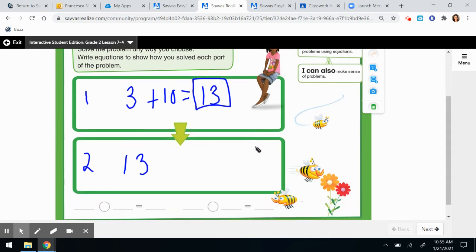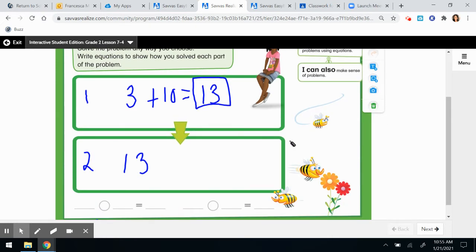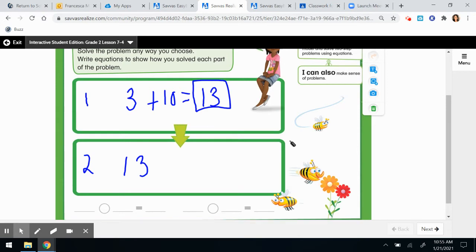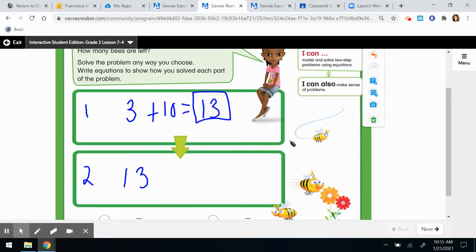So am I going to be adding or subtracting here? Well, if they fly away, that means I need to subtract. So I have 13. I need to take away 4 that flew away. And I am left with 9.